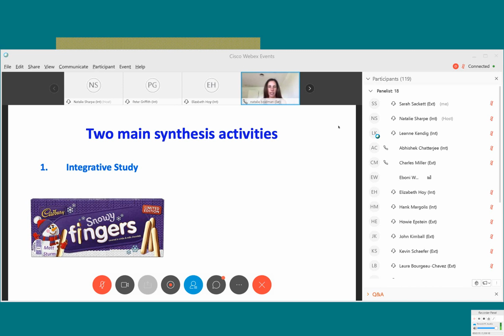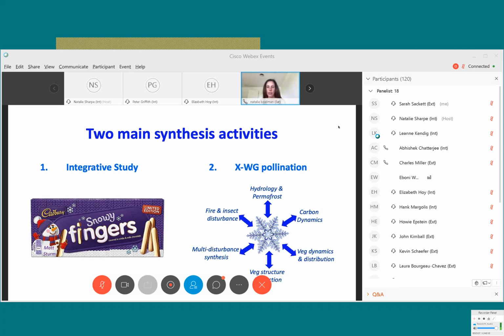The first one is an integrated study focused on quantifying how snow has its fingers in everything. Next slide. And the second one is more of what I'm calling a cross-working group pollination effort, which I think will result in a number of different, I won't call them products, but activities that might end up in products. So I will get into what I mean by that a little later. But I'll start off by explaining the integrated study and where we are with developing that. Next slide.